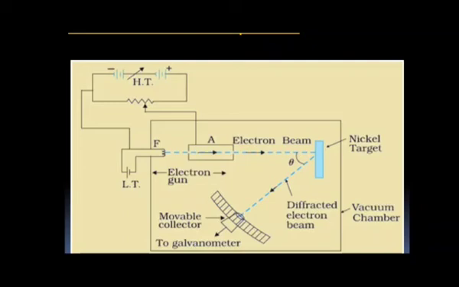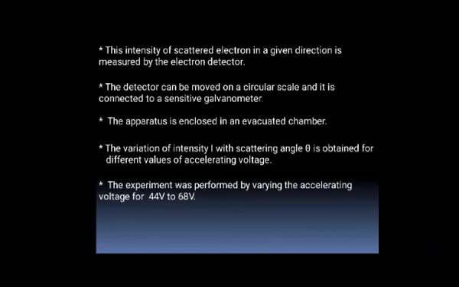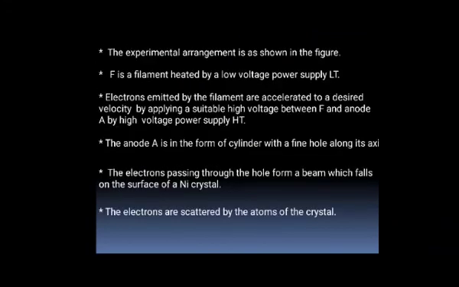Let us see how it works. When the filament gets heated with the help of the low tension battery, electrons are emitted. The emitted electrons are accelerated by this high tension battery. With the help of this high tension battery, the desired velocity can be maintained by applying a suitable voltage. This experiment was conducted by adjusting the voltage between 44 volt to 68 volt. The electrons emitted by the filament are accelerated to the desired velocity by applying a suitable voltage, then allowed to pass through the anode, which is in the form of a cylinder with a fine hole.